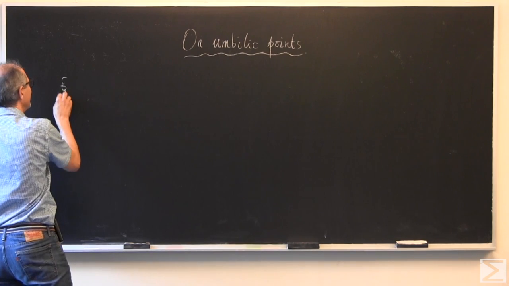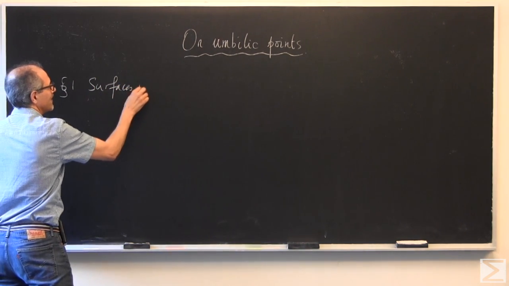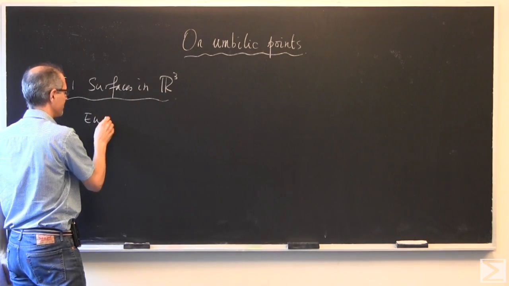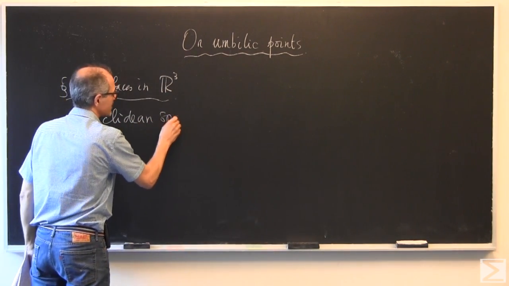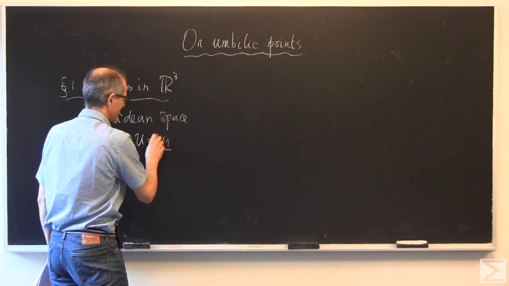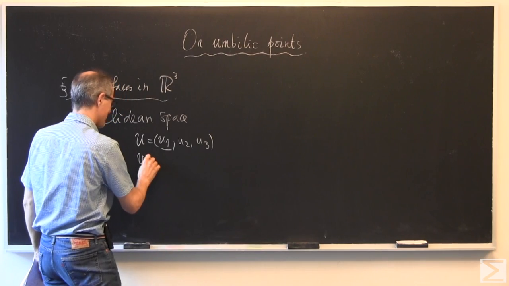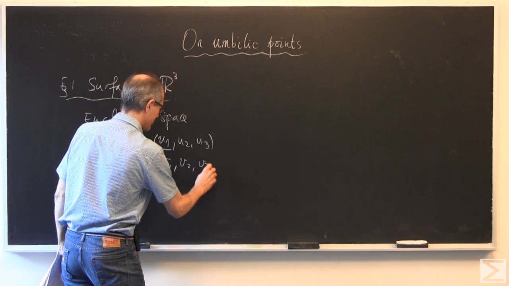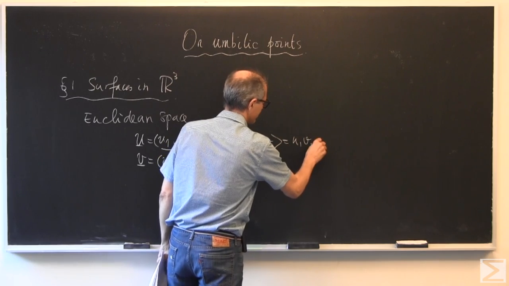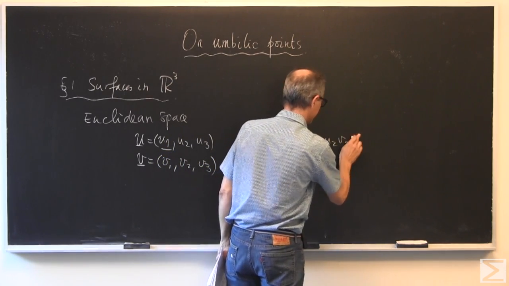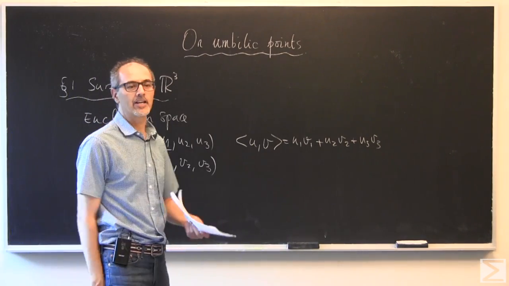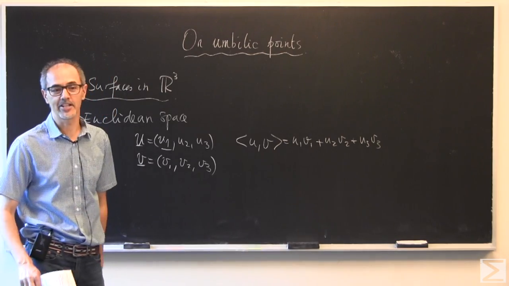First, I'll be talking about surfaces in the Euclidean space R3. What's the Euclidean space here? Basically just the vector space R3, and we have the scalar product. If I have two vectors, u1, u2, u3 and v1, v2, v3, let's keep it basic to start with, I have the scalar product, which everybody knows: u1 v1 + u2 v2 + u3 v3. Because we have the scalar product, we can measure angles and lengths of vectors, and this gives us a metric, which is the Euclidean metric in R3.